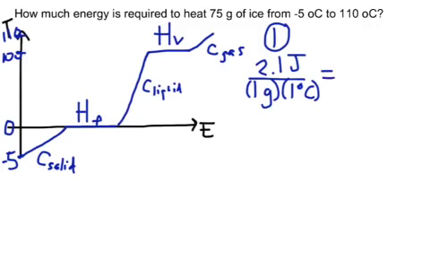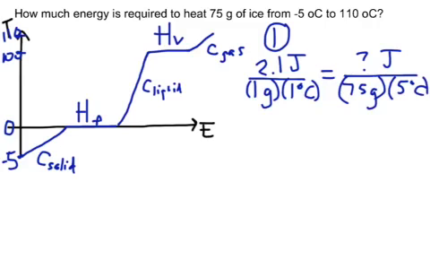But when I look at this problem, I want to know how many joules of energy are required to take not 1 gram, but 75 grams. And I don't want to change the temperature just 1 degree. I'm going from -5 to 0 degrees Celsius, so the temperature is going to change 5 degrees Celsius. To solve this, I'm going to cross multiply. So 2.1 times 75 times 5 equals 1 times 1 times x, which is just x.